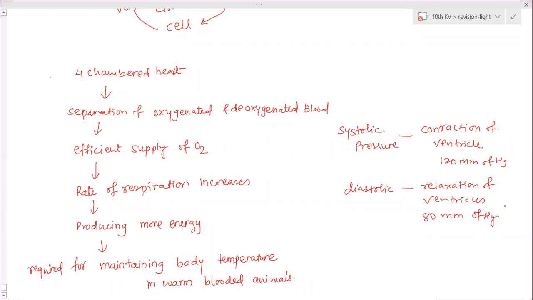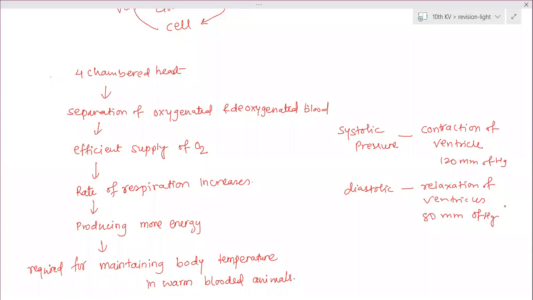Is it right? No, it is not helping in maintaining the body temperature. Yeah, it can cool down the body. Yes, right. It can be due to the presence of fluid pressure. It can maintain the body temperature. Okay, so these are all the points, the functions of blood.